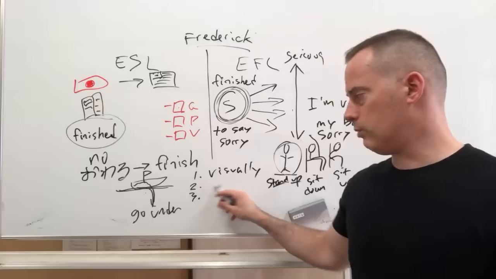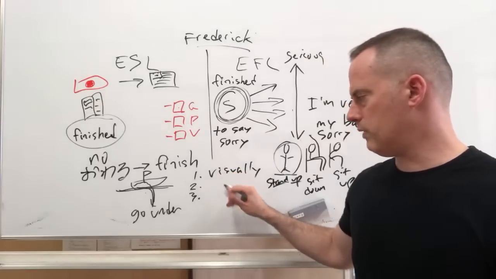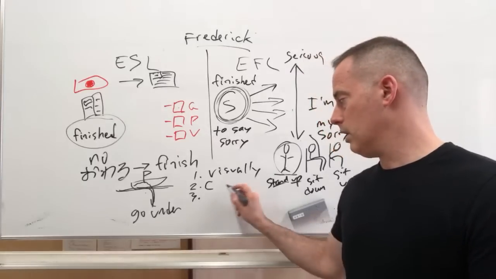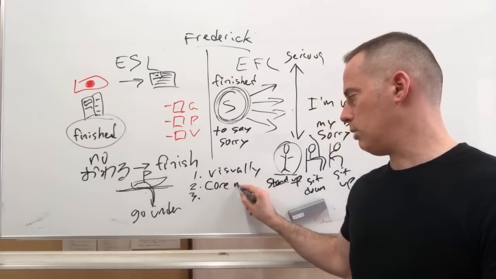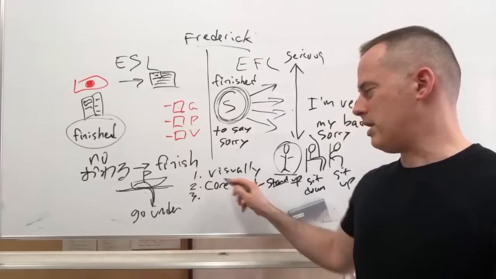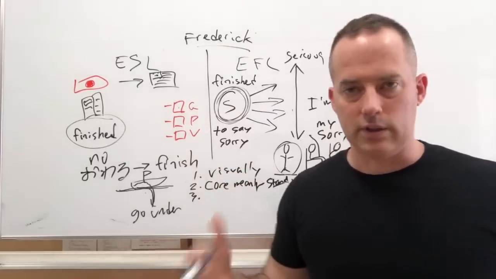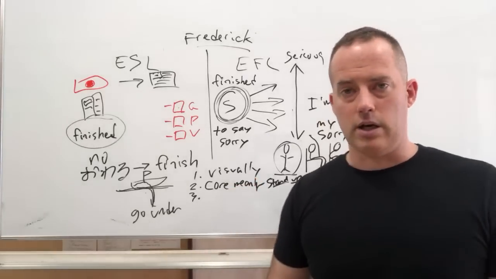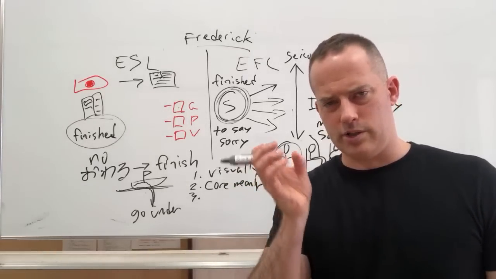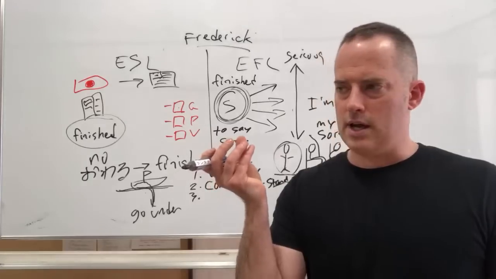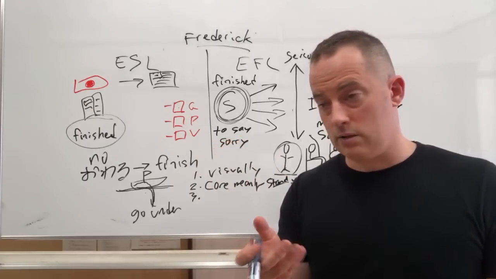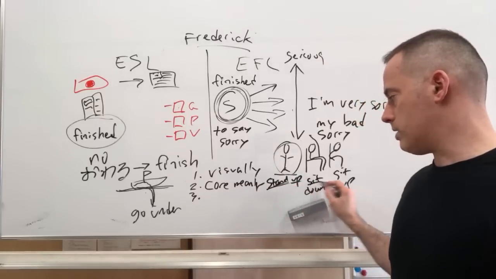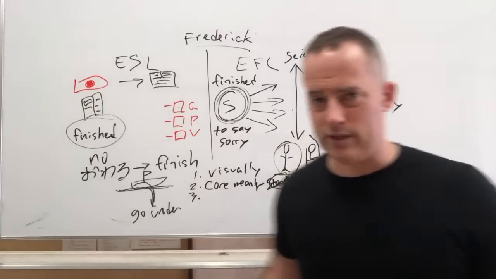And next, the second thing here is we want to look at core meanings of phrasal verbs. So we'll just call this core meaning. One and two are basically linked together. The core meaning of something like a phrasal verb is where we begin with something that's easier to understand, again with a visual meaning, and we're looking at stand or sit. So what does it mean to stand?